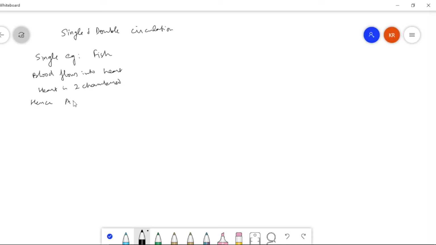It goes into the auricle, and from the auricle it goes to the ventricle. The ventricle is powerful because it's muscular. It's got this myocardium, and therefore the pressure is high when the heart pumps its blood, and therefore the ventricle is important over here.